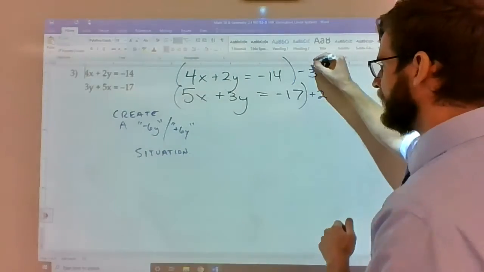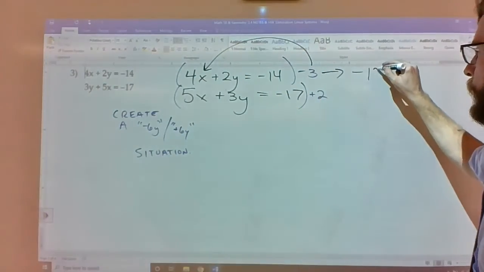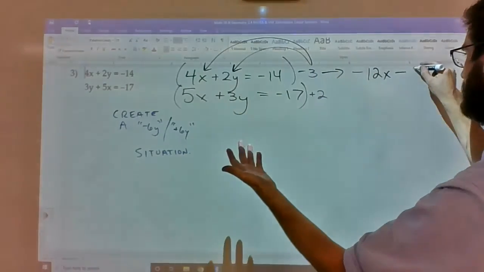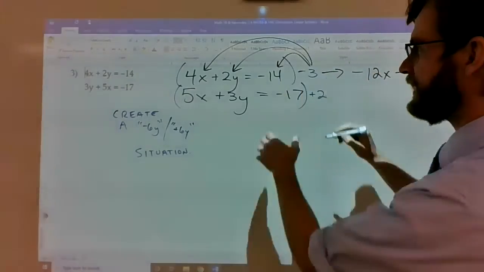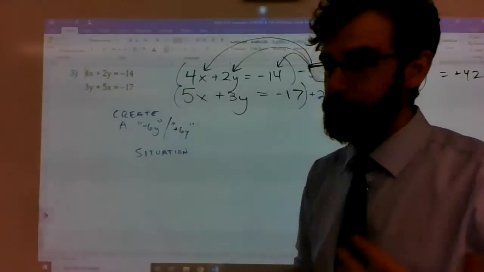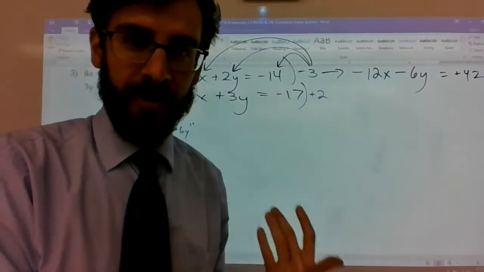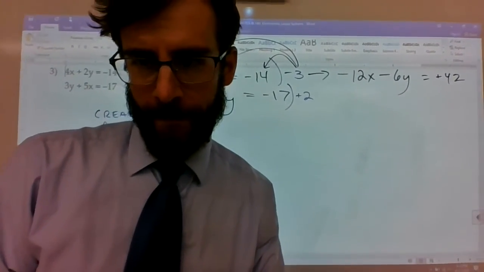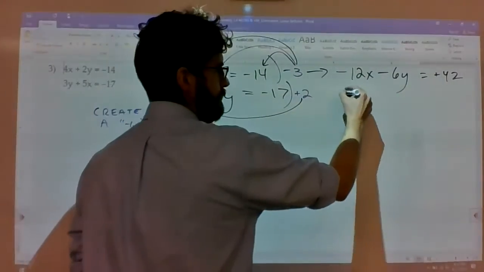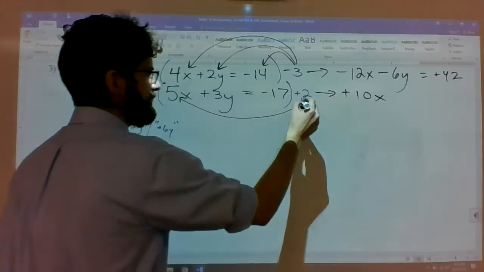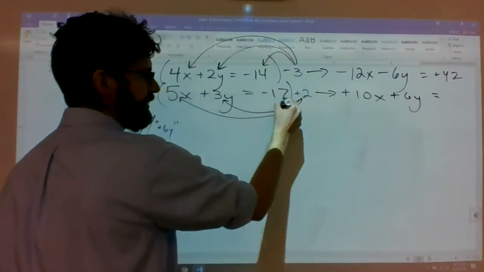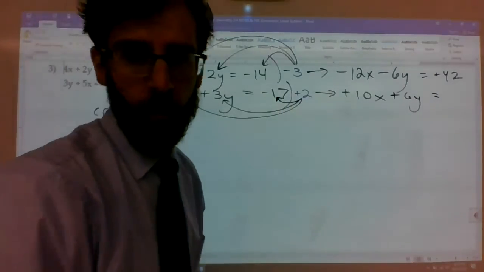All right, so negative 3 times 4x is negative 12x. Negative 3 times 2y is minus 6y. Negative 3 times negative 14 is a positive 42. Feel free to use a calculator to accelerate these calculations. So take a 2 now times 5x, you get plus 10x. Take a 2 times 3y, you get positive 6y. And then double the negative 17, you get negative 34.